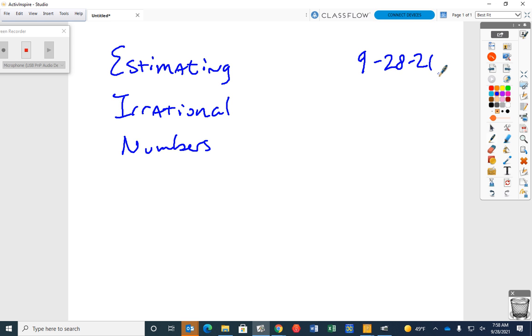Would radical 49 be an irrational number? No. Why? Because it's a perfect square. Would radical 81 be an irrational number? No. Would radical 50 be an irrational number? Yes, because 50 is not a perfect square. Even though there are lots of factors of 50, 50 is not a perfect square, right? Okay, very good.